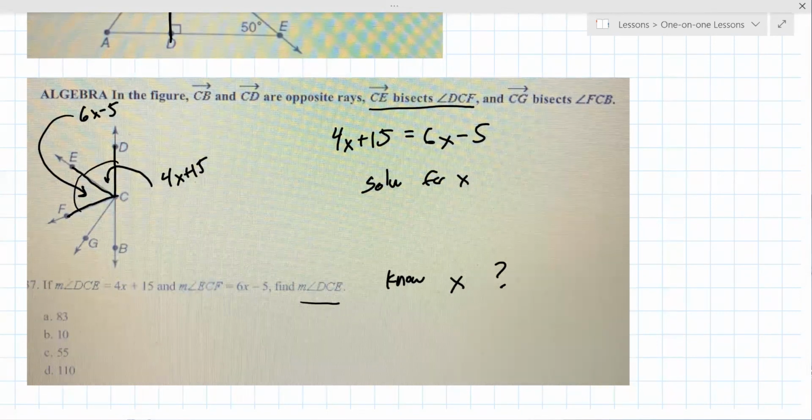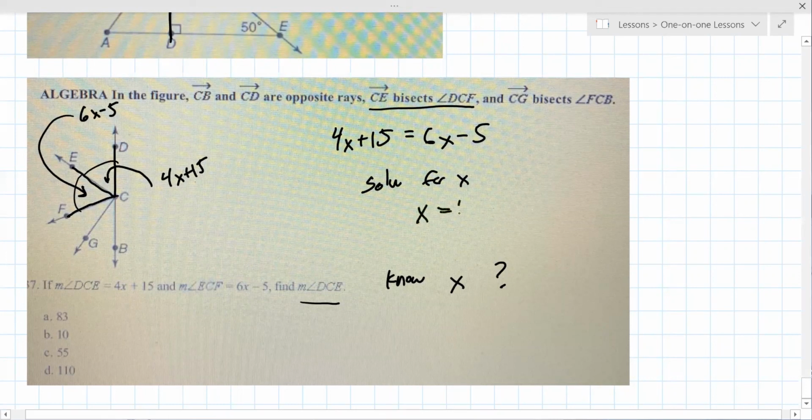X equals 10. That's right. But see how that's not what it asked for? It didn't say to find x. It said to find the measure of angle DCE. DCE is 4x plus 15, which means you put in 4 times 10 plus 15, which is 75 degrees.